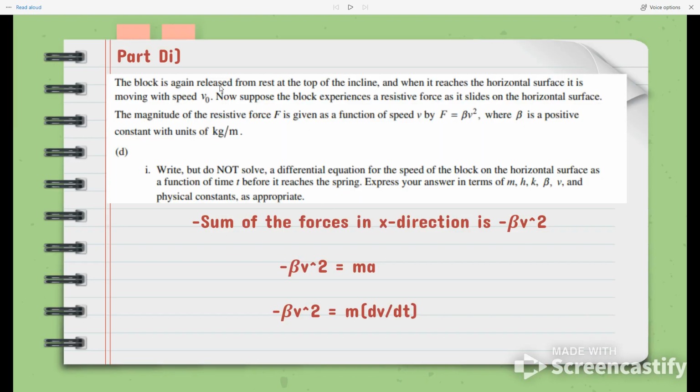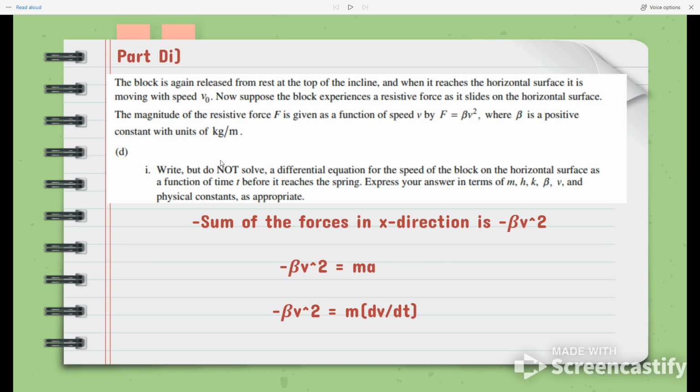Part D1 is described as the block is again released from rest at the top of the incline, and when it reaches the horizontal surface, it is moving with speed v0. Now suppose the block experiences a resistive force as it slides on the horizontal surface. The magnitude of the resistive force F is given as a function of speed v by F equals beta v squared, where beta is a positive constant with units of kg/m.